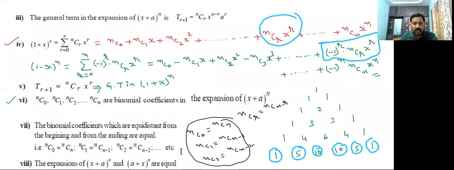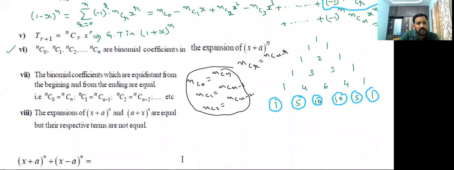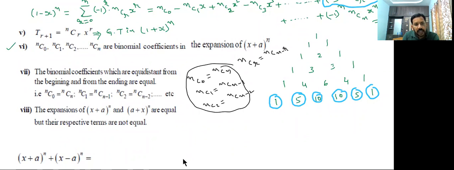Right. Now we are going to discuss the eighth point. The expansions of (x plus a) whole power n and (a plus x) whole power n are equal, but their respective terms are not equal. Both look equal only because there is addition in between: 2 plus 1, 1 plus 2, that value should be the same. But whenever we are expanding in the binomial theorem, the respective terms are not equal. In the (x plus a) whole power n expansion, what is the first term? nC0 into x power n. But in the (a plus x) whole power n expansion, what is the first term? nC0 a power n. These two are not equal.